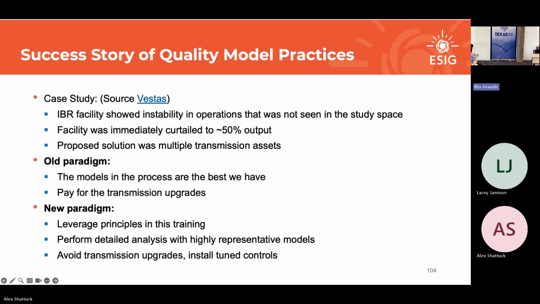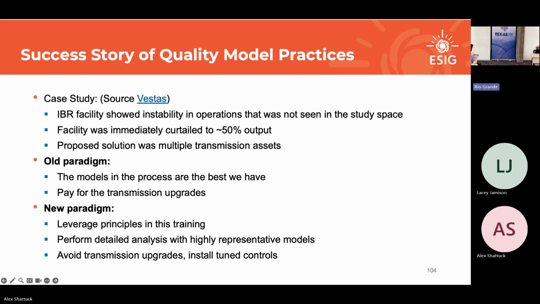So this is one of those times where I got a call at 3 a.m. because someone is pissed off, which just happens when you work for a manufacturer and you're in that role. But what was happening was essentially the facility showed instability in operations that was never seen in the study space. So it went through the interconnection process, perfect, flying colors, passed every test, perfectly stable. But as soon as it went into service and a certain set of contingencies happened, we had this instability.